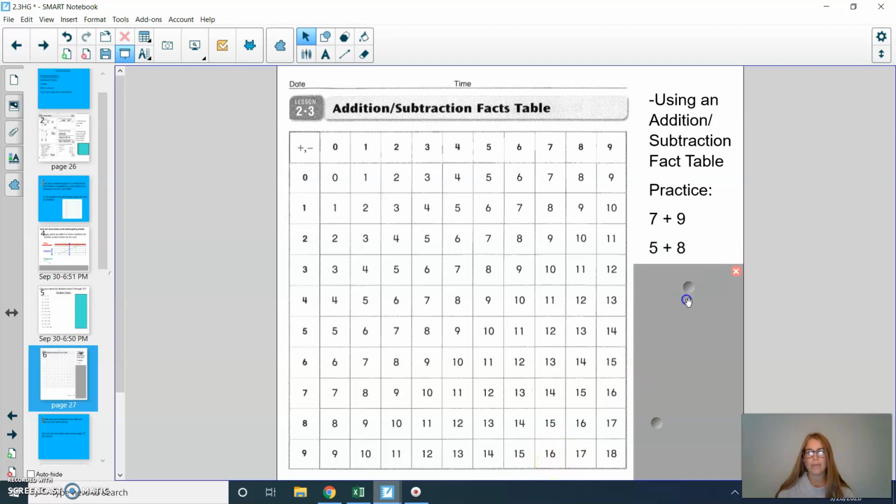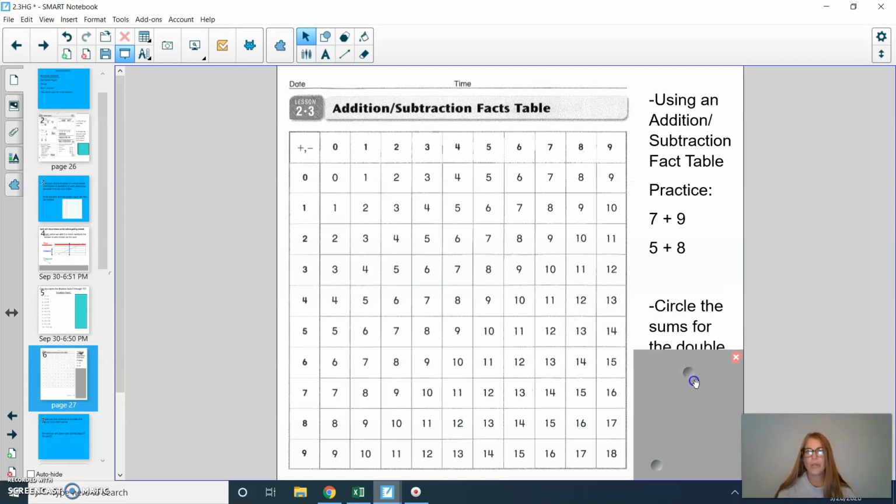Let's try one more. If I have 5, now I like to go over first for 5, and then I go down to my 8. And I know 5 plus 8 is 13. Now if I did it the other way, and I went down first to 5, and then I went over to 8, notice how I still get the same answer. I still get 13.